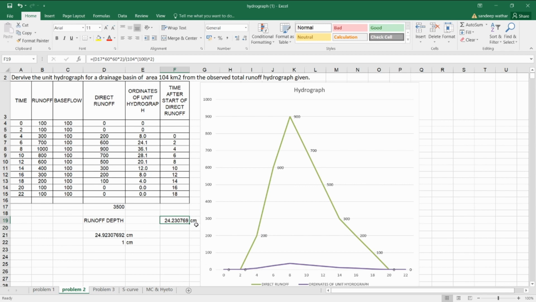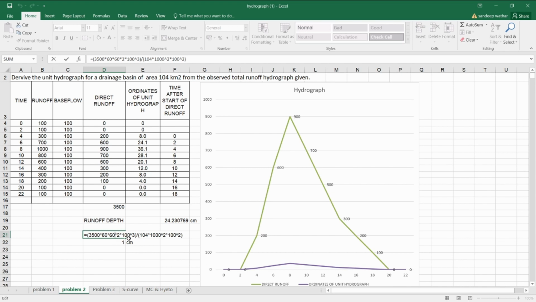Now this runoff depth is calculated in terms of centimeter. So just to not get confused, let us try to calculate the ordinates with all those similar units, okay? So 3500, not 3600, okay, 3500, is representing the sum of all the direct runoff. Multiplied by 60 into 2, it will give you volume in terms of meter cube, right? Because the direct runoff was in terms of meter cube per second, so meter cube per second multiplied by second will get cancelled, and it will be meter cube.